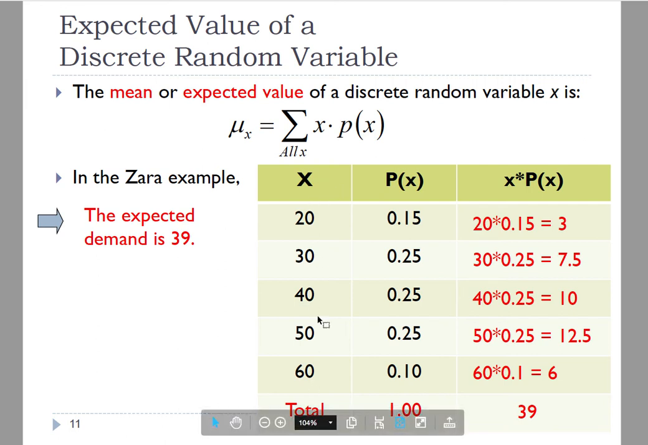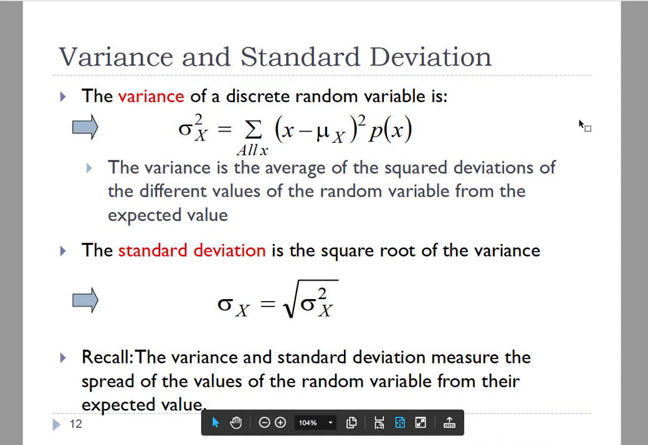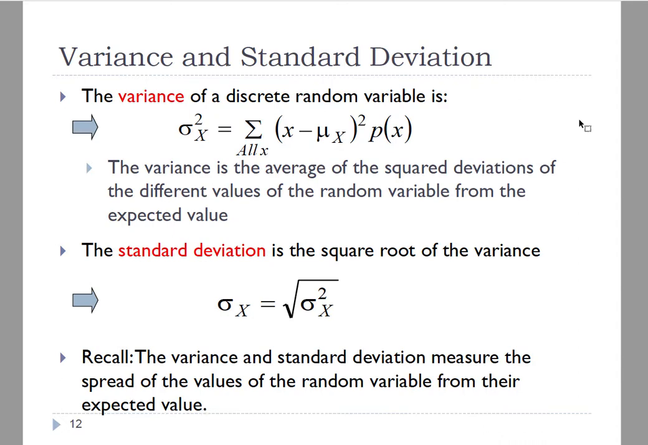So I have my tables here. I have x and the probability of x, and if I want to find the expected value, or the expected demand, I'm going to take my x, multiply it times the probability of x for each one of these, and then sum it up right here. So I get 39.